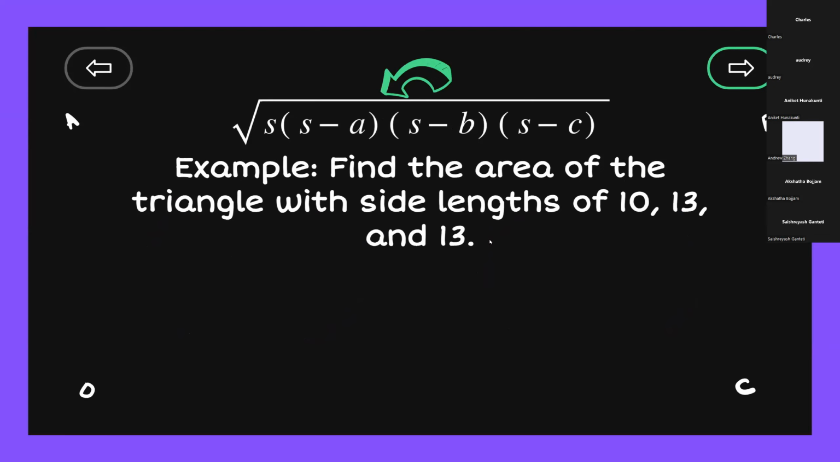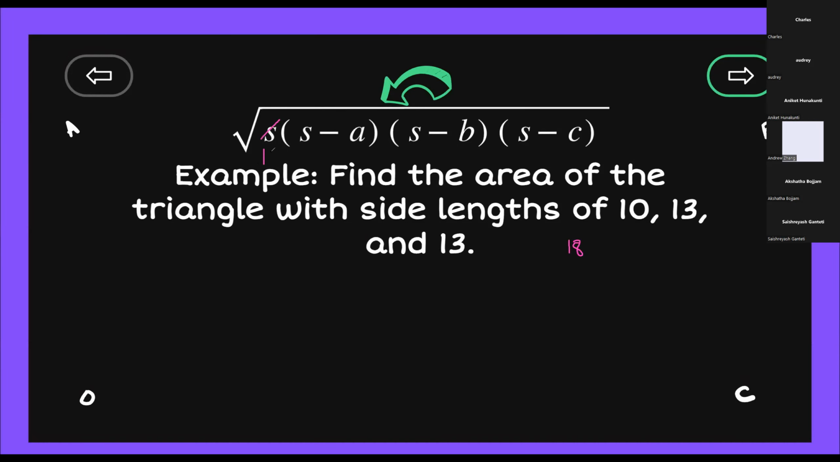So now we're actually going to be using Heron's formula. So find the area of the triangle with side lengths 10, 13, and 13. So first, what would the semi-perimeter of this triangle be? In the chat, what's the semi-perimeter of a triangle with side lengths 10, 13, and 13? Good job, it is 18. So we do 13 plus 13, which is 26, plus 10, which is 36, divided by 2, which is 18. So that means we can replace S with 18 in all of these. And now A, B, and C are the side lengths of the triangle. So we'll just go in order.